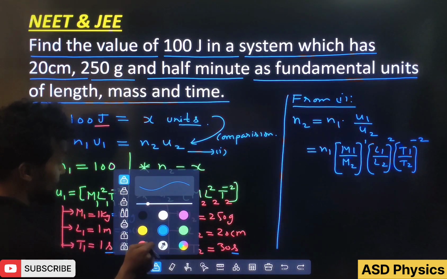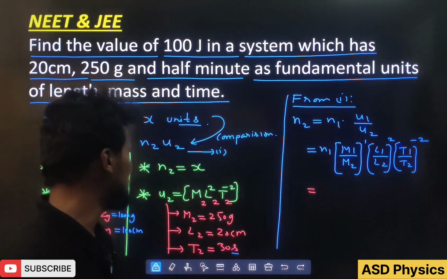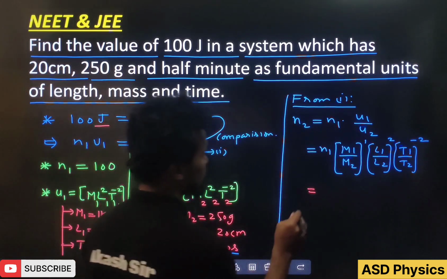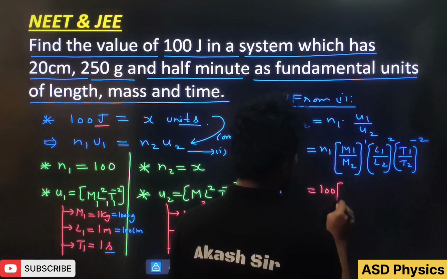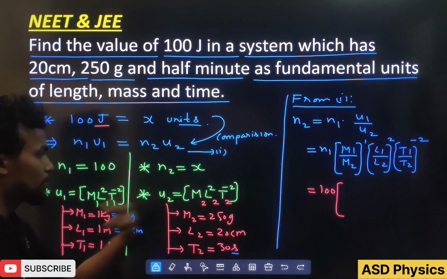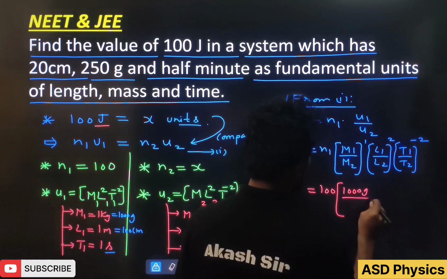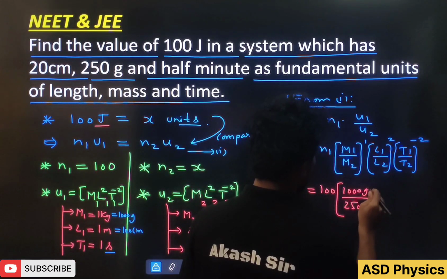Now the powers are very, very important. After that, let's put the values here. N1 value is 100. And after that, M1 by M2 means 1000 gram by 250 gram. So we can write here 1000 gram by 250 gram.